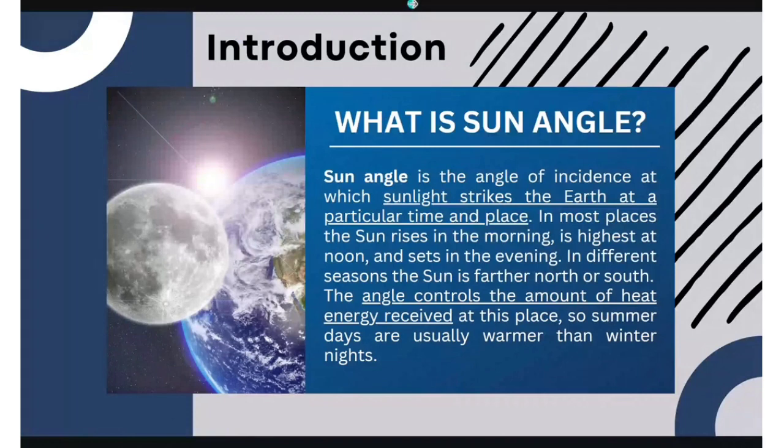In most places, the sun rises in the morning, is highest at noon, and sets in the evening. In different seasons, the sun is farther north or south. The angle controls the amount of heat energy received at this time, so summer days are usually warmer than winter. Next.